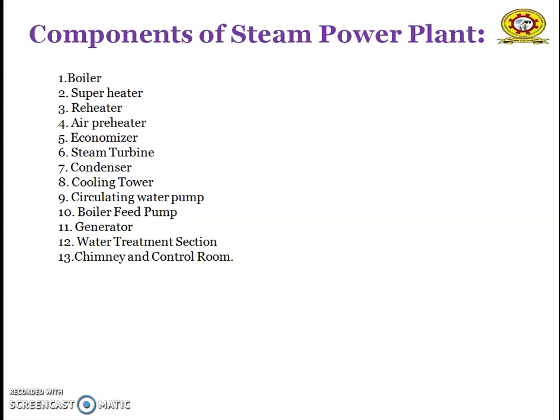Components of a steam power plant. The following are the components of the steam power plant. Boiler. Boiler is used for the combustion of the fuel and boiling of the water. And next one is the superheater.